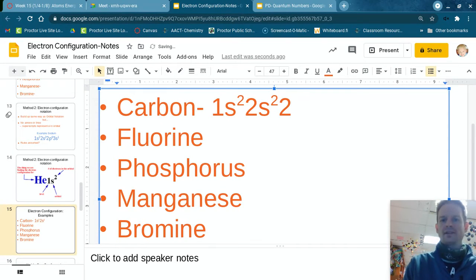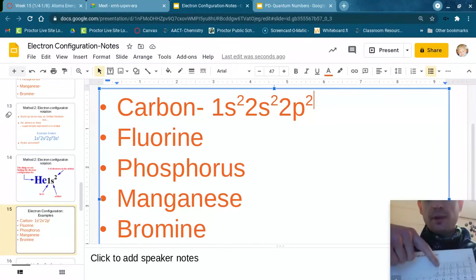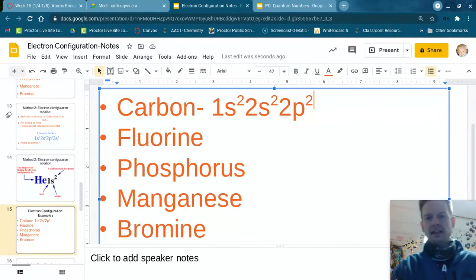Well, because it's based on energy, I'm going to go to my 2p. How many more electrons do I need? I need 2. Now, a good way to check this is if you go to your 2p, right? Is carbon the second one over? It is. All right, that's a nice quick check. I have 6 electrons. I'm 2 over in my 2p, and I'm done.